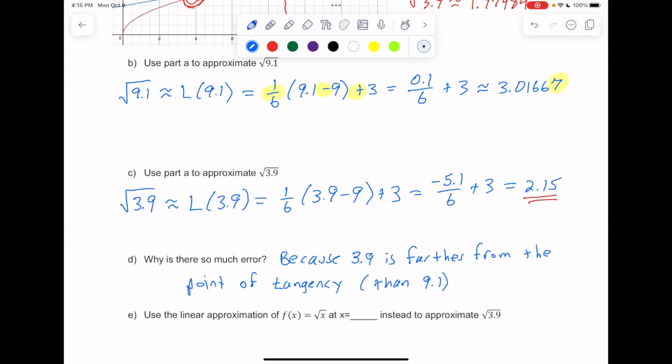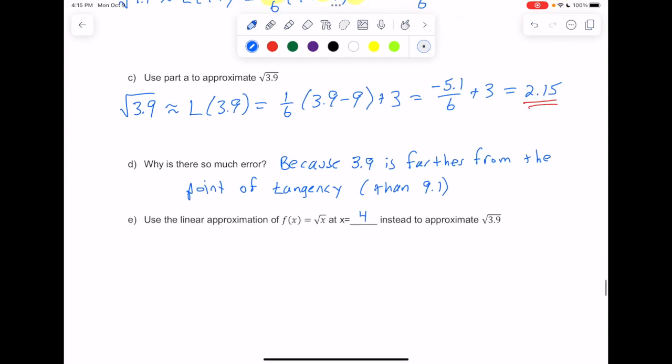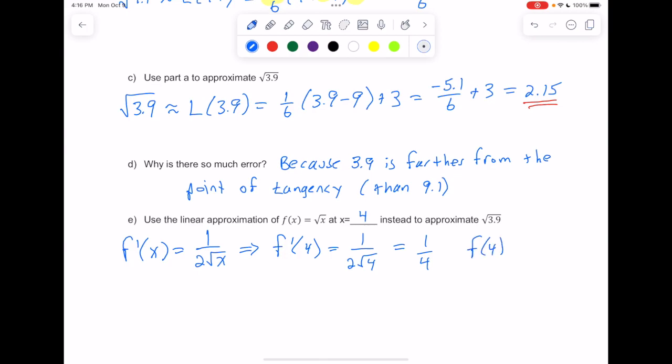So the closest number to 3.9 that we know the square root of is 4. So if we redo our linear approximation at 4, then we can attempt to use that to get the square root of 3.9, and it should be much better. So we already know that f prime of x is equal to 1 over 2 root x. We did that on the previous page. So now that means that f prime of 4 would be 1 over 2 times the square root of 4, which is 1 over 2 times 2, or 1/4. And then we need f of 4, which is the square root of 4, which is 2.